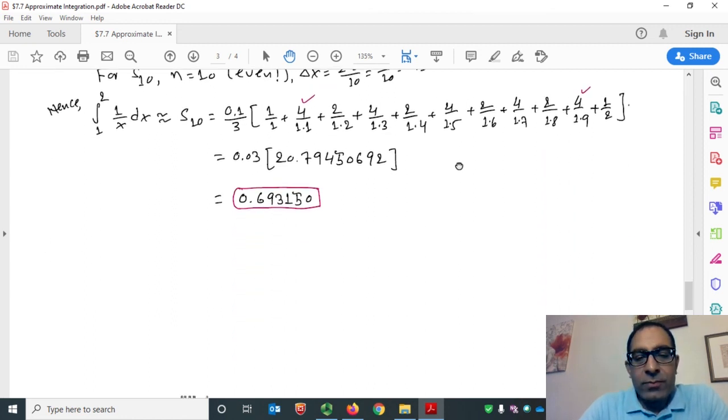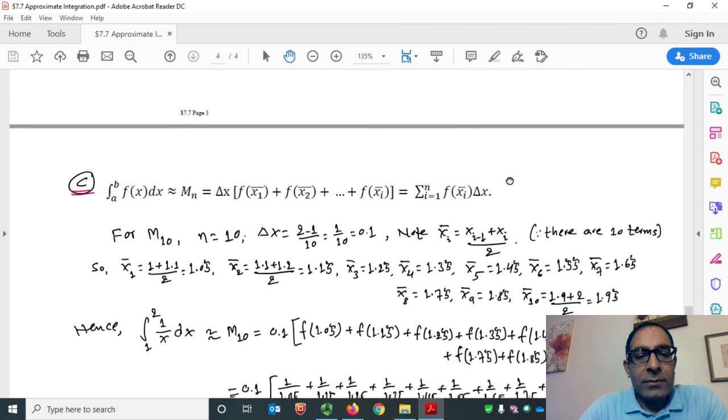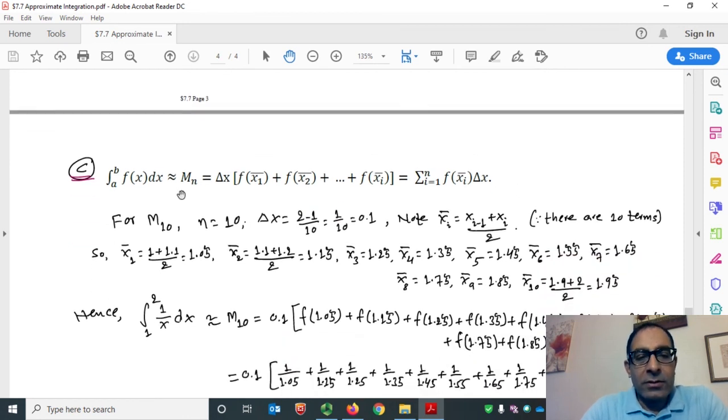Now let's move on. Let's do the midpoint Riemann sum. So here is the formula. This time I need to find the midpoint. So here is M10, n equals 10, delta x again 0.1. Note our xi bar is (x(i-1) plus xi) over 2. So the first midpoint, x1 bar, is the midpoint between 1 and 1.1. The second midpoint is between 1.1 and 1.2, and so on. So I computed the midpoints here.